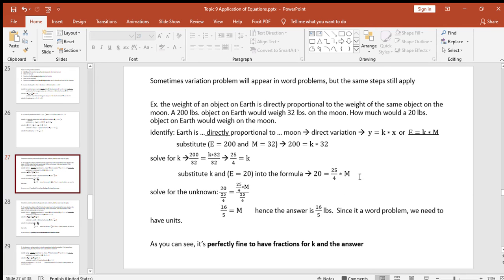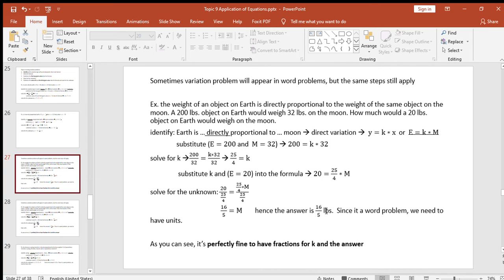So what do we do? Well, you guys learned topic 8, right? You learned how to solve equations, and you basically do the same thing with this one. You're going to isolate M. How do you do that? Well, you have to get rid of that multiplication, 25 over 4. So you divide both sides by 25 over 4, and if you know how to do your fractions, you're supposed to be able to do this. 20 over 25 over 4 should give you 16 over 5. The two fractions cancel out, you're left with M. So M is equal to 16 over 5 pounds.